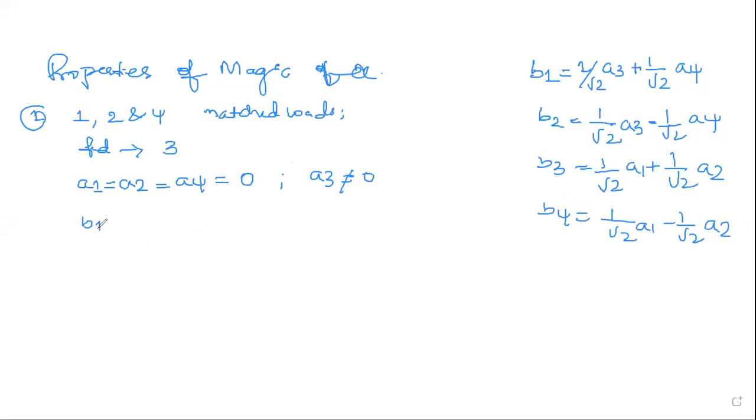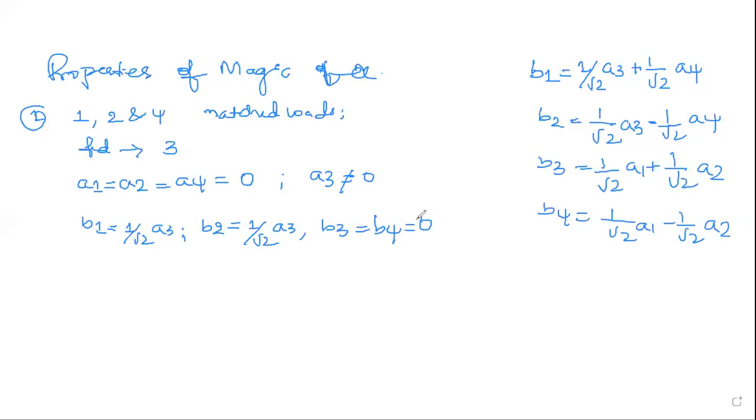So what is the B1 value? 1 by root 2 A3. Again B2: same, 1 by root 2 A3. What about B3 and B4? They are 0.